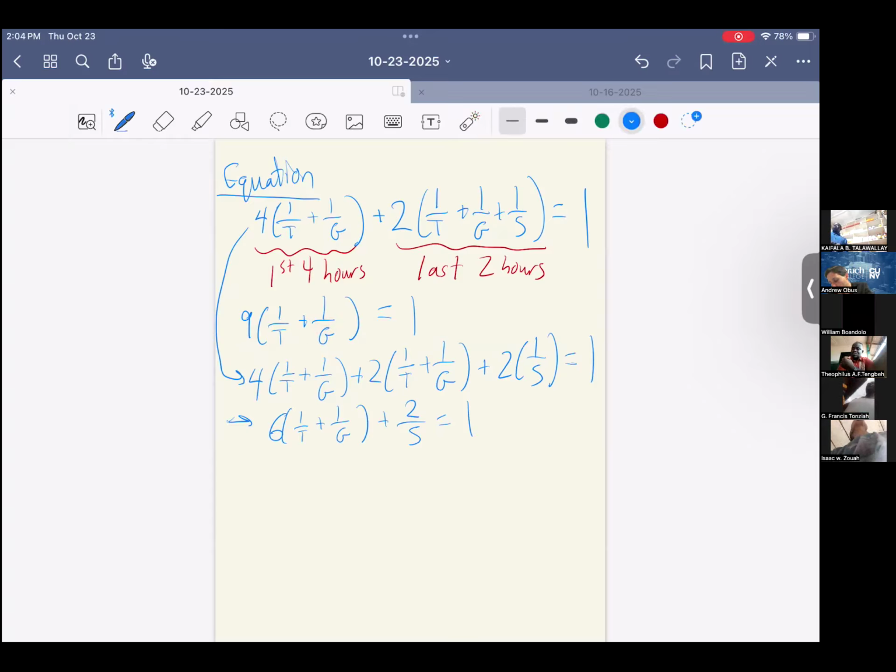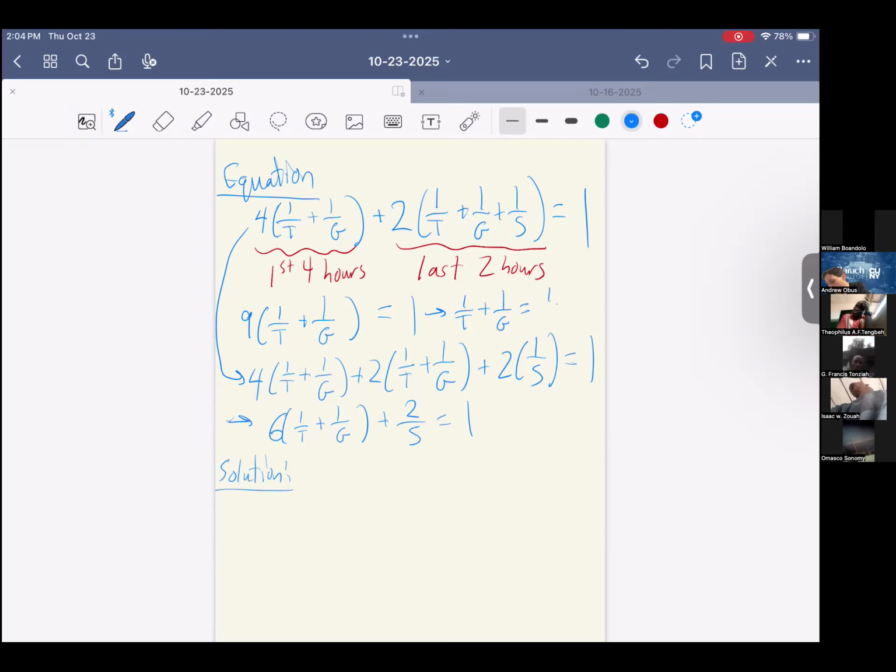I have 9 times 1 over t plus 1 over g is equal to 1. Okay, so actually here I'm doing the solution now. So 9 times 1 over t plus 1 over g equals 1. That tells me that 1 over t plus 1 over g equals 1/9. Right, so I'll even write this over here. This tells me 1 over t plus 1 over g equals 1/9. So we're going to substitute 1 over t plus 1 over g equals 1/9.